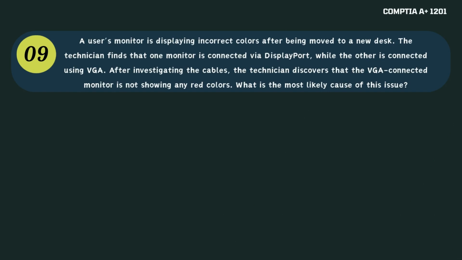Question 9. A user's monitor is displaying incorrect colors after being moved to a new desk. The technician finds that one monitor is connected via DisplayPort, while the other is connected using VGA. After investigating the cables, the technician discovers that the VGA-connected monitor is not showing any red colors. What is the most likely cause of this issue?